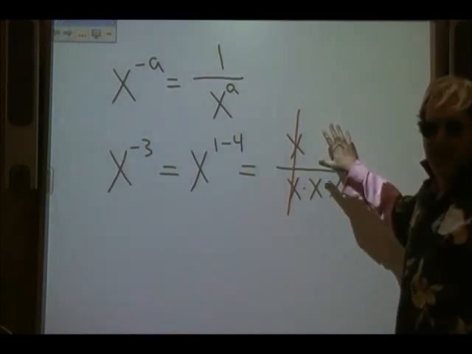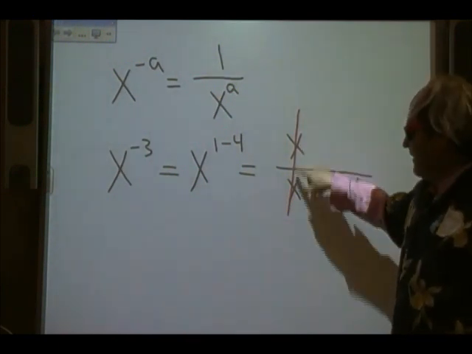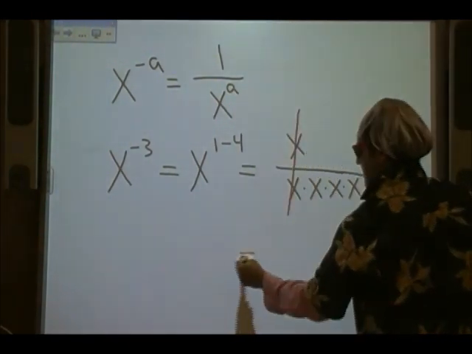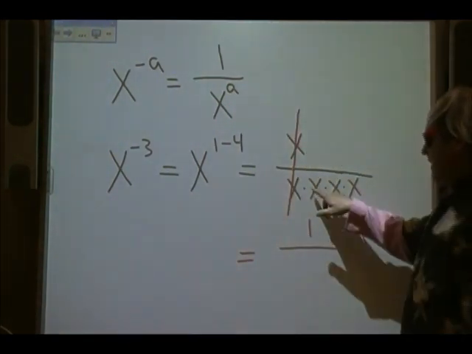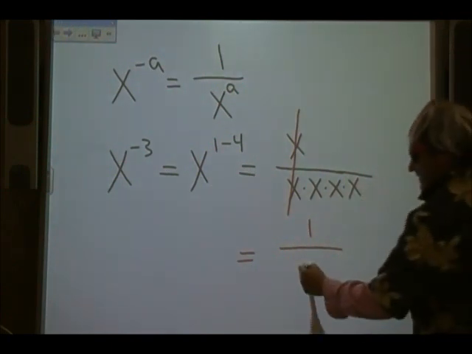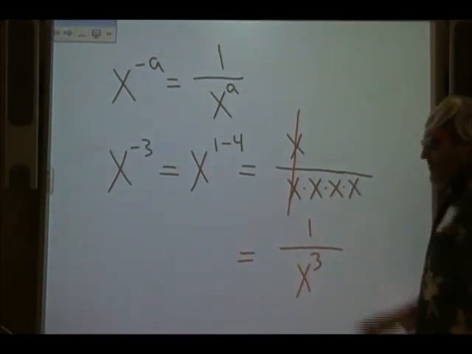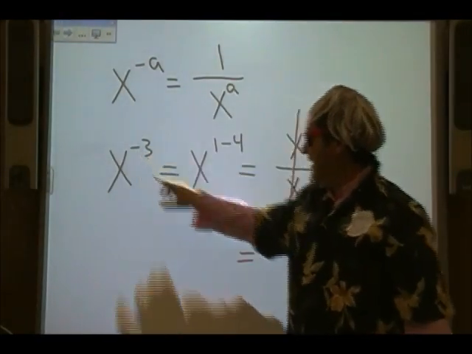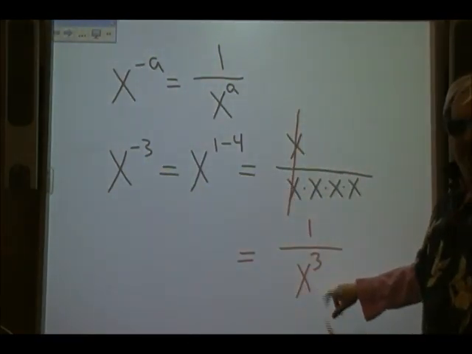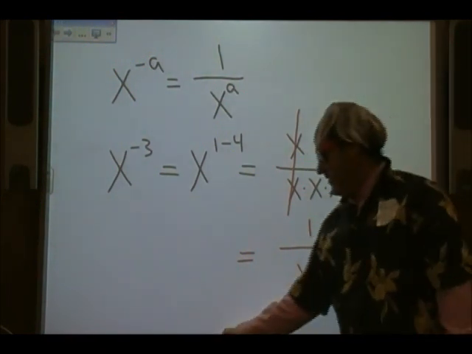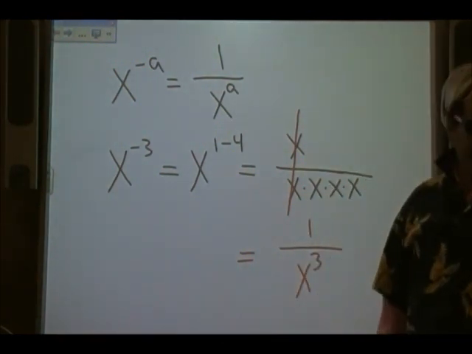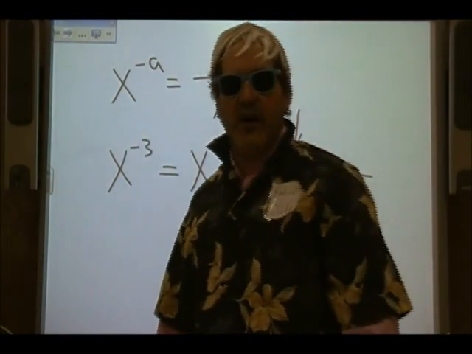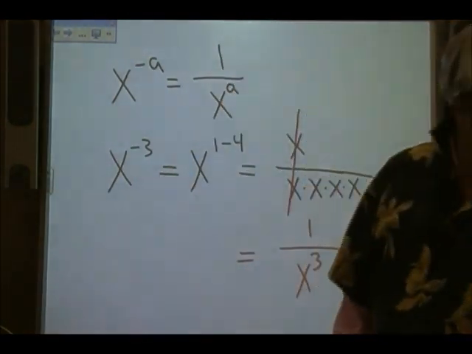These cancel, and what am I left with? Well, if you're left with nothing up here, you have to put a 1, because x over x is 1 whole anyway. So this is a 1. And the remainder is 3. So it's x to the third. Therefore, x to the negative a is 1 over x to the positive a. Okay? The other one I wanted to show you was with the square root.